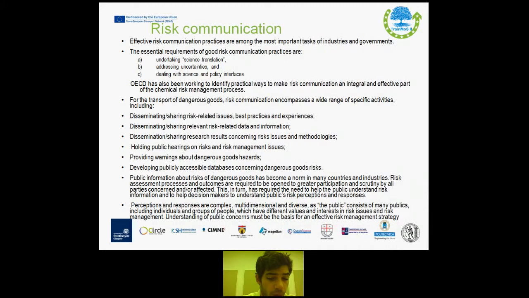Perceptions and responses are complex, multidimensional, and diverse, as the public consists of many publics, including individuals and groups of people, which have different values and interests in risk issues and risk management. Understanding of the public concerns must be the basis for an effective risk management strategy.